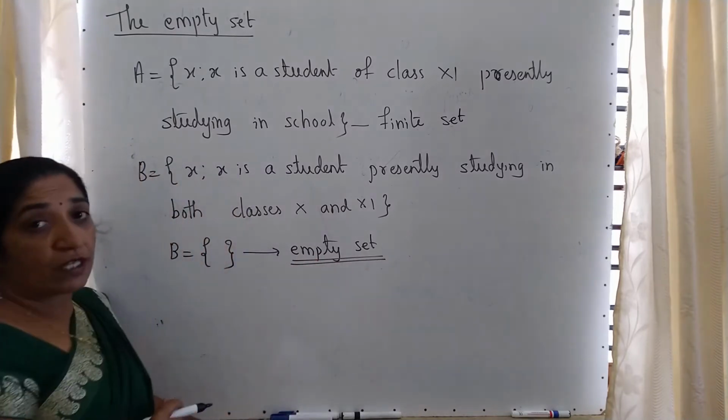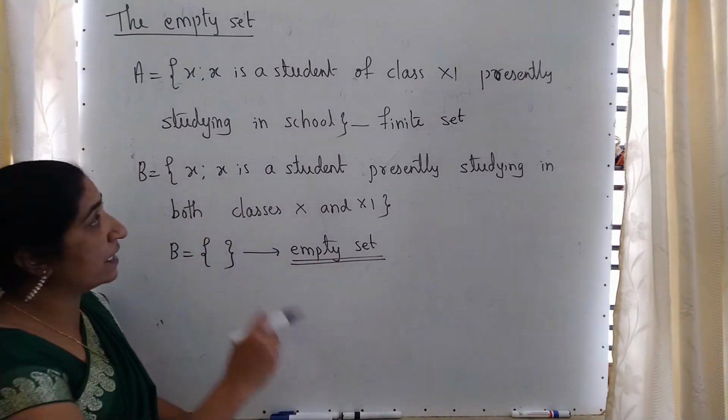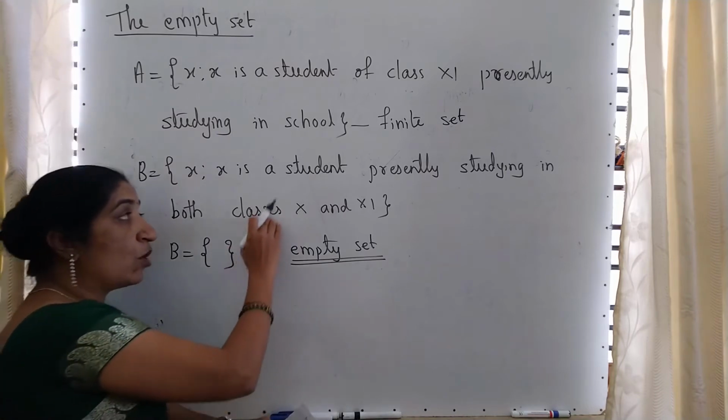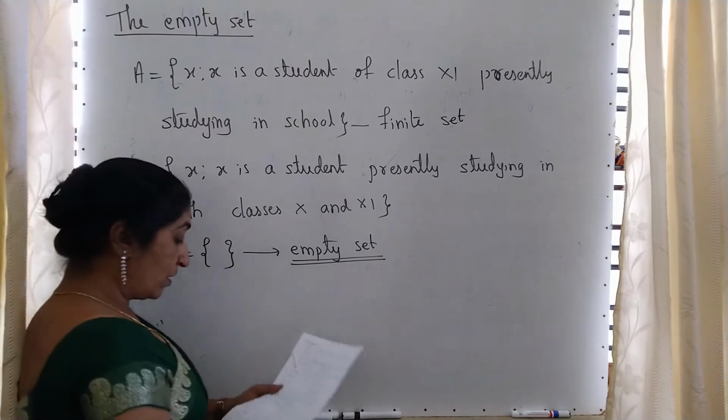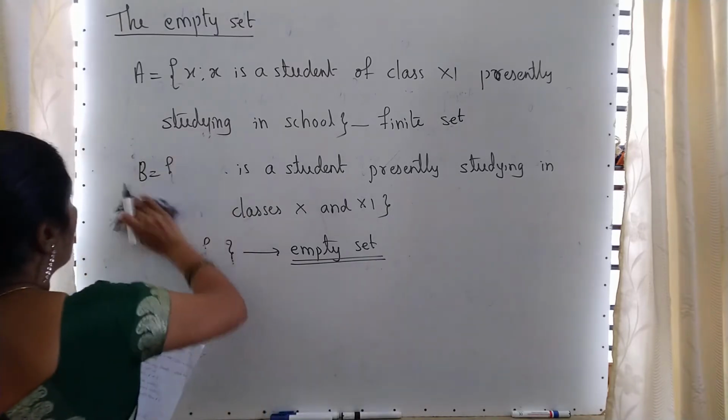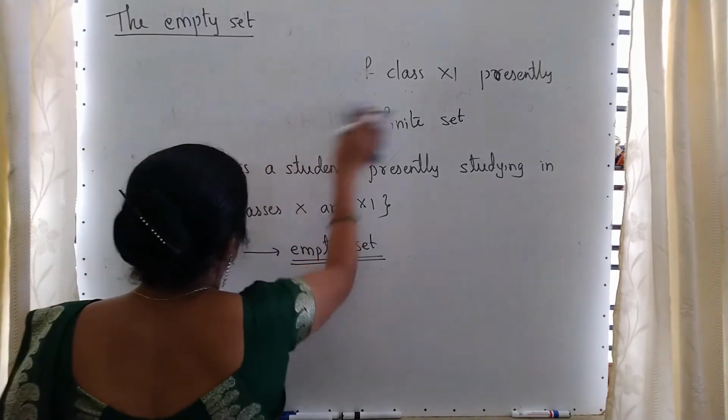Now understood what is an empty set? Empty means khali. Set is Gana. So it is not possible for a student to study both in 10th and 11th. So this is an empty set. Now I am moving to the definition of empty set.